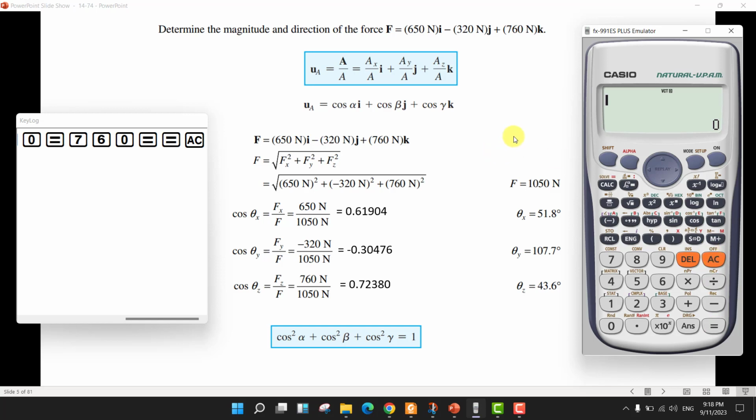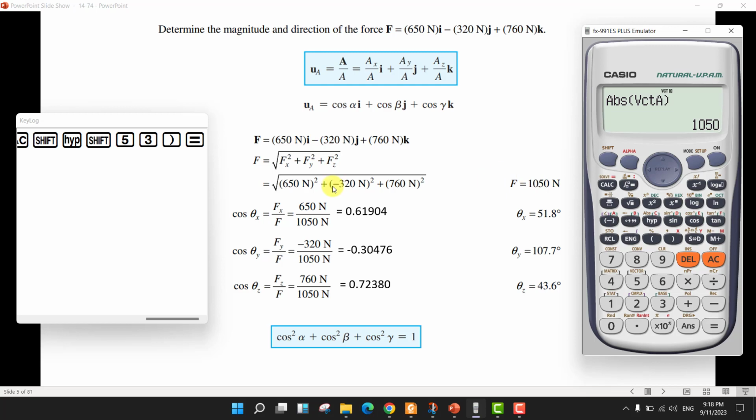Now we want to find the absolute of that vector A which we have stored. So we will press shift, and then here we have this absolute. Again I will press shift, and then we want to use the vector option. For the vector option we have to press 5, and now we will select vector A, since we have stored this force F in vector A. So I will press 3, bracket close, and equal. Now the magnitude of this force F is 1050 Newton.